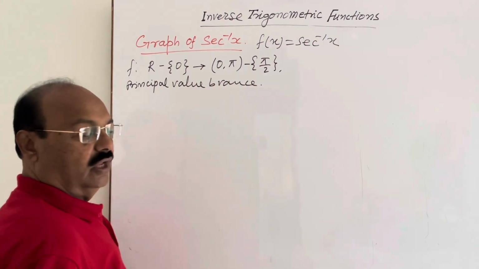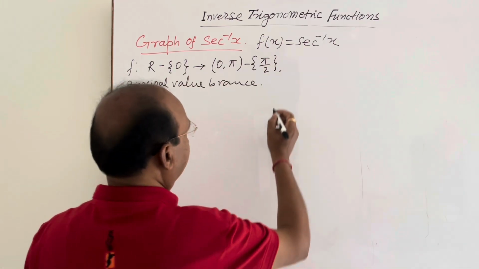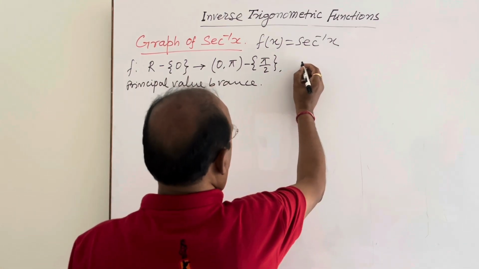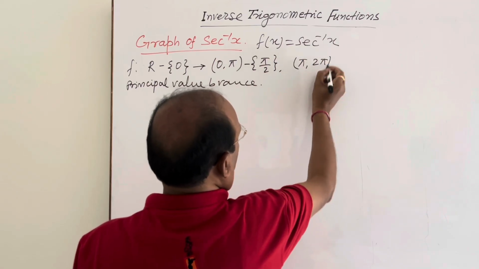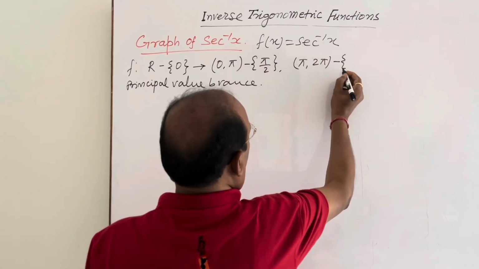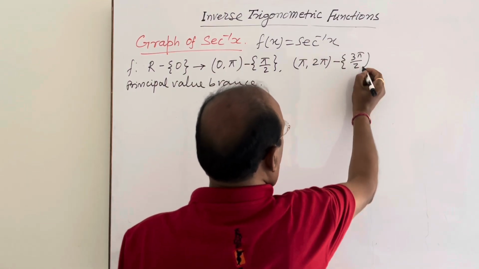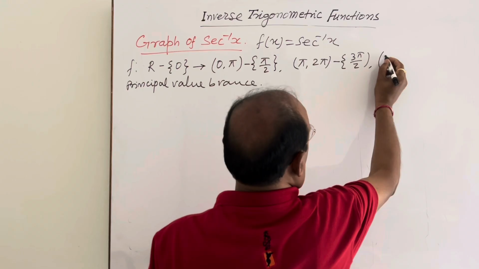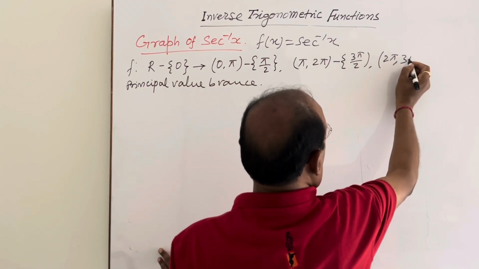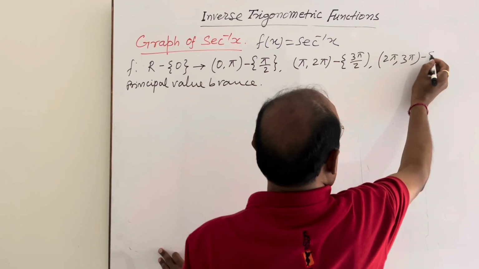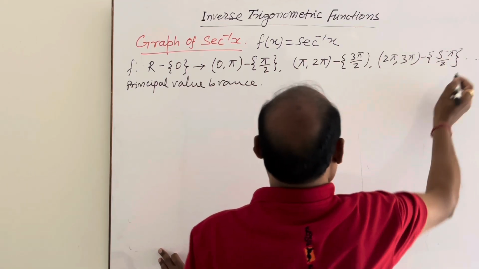Correct. And other branches are pi to 2 pi, open interval, minus 3 pi by 2. Then 2 pi to 3 pi, minus 5 pi by 2 and so on.